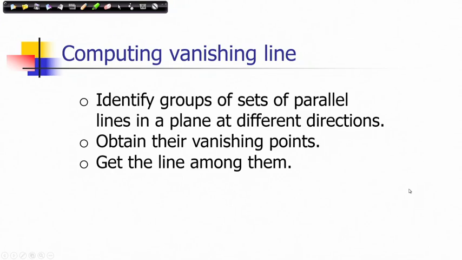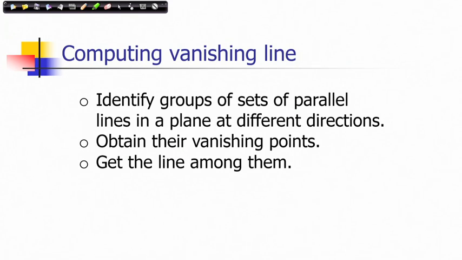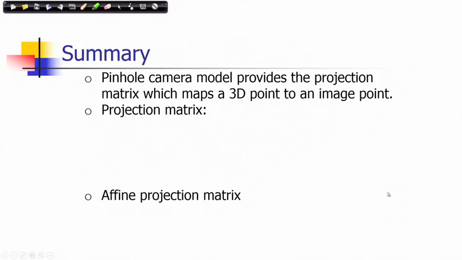So, how do you compute a vanishing line in that case? You have to identify sets of parallel lines in a plane at different directions. You can obtain their vanishing points and get the line among them. In this way you can get the vanishing line. Now I will be summarizing the highlights which we discussed in this topic of single view camera geometry.